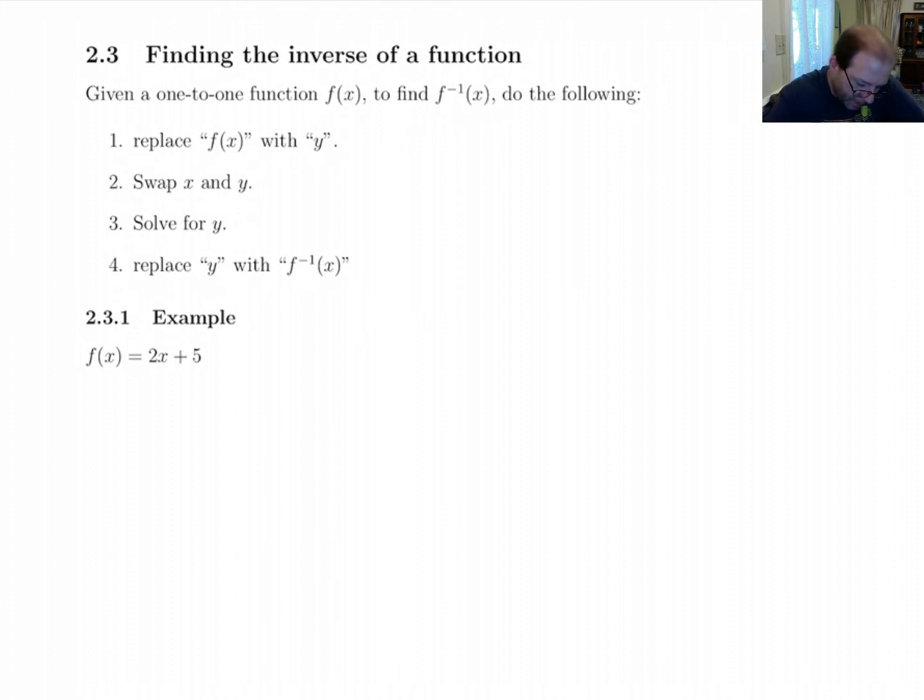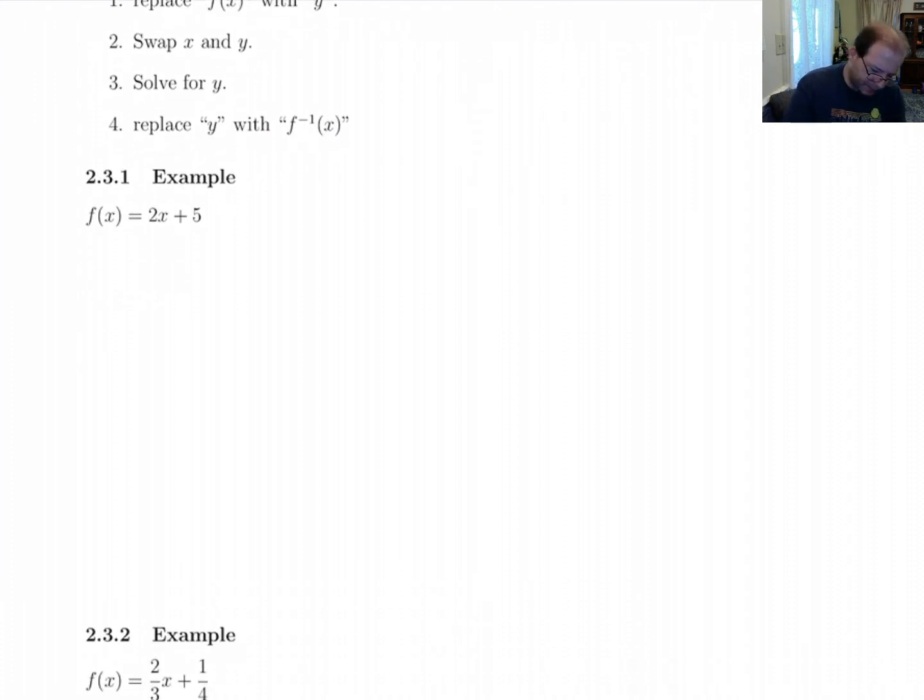Here's what we do. If you're given f of x, what you want to do is first replace f of x with y, then you swap x and y. That's where it really goes from being an equation of the original function to an equation of the inverse. You solve that for y, and then you replace y with f inverse of x. So let's do a couple of examples.